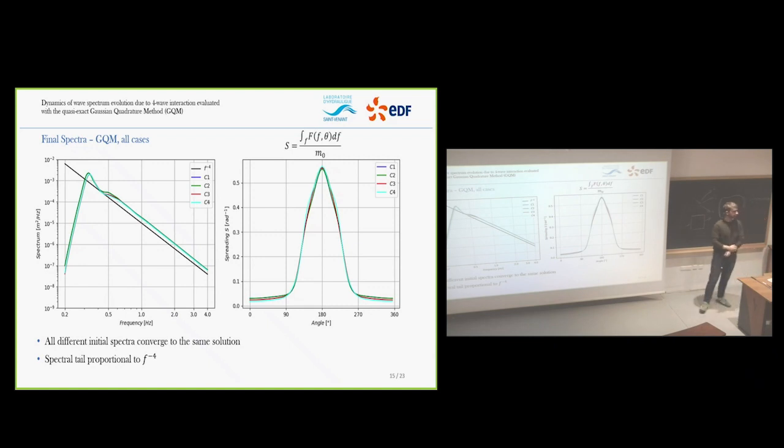What we could have guessed by also looking at the sea-state parameters is that, at least for the simulations run with GQM, for all the different initial cases, the final spectra at the end of the simulation were very similar to each other, meaning that the solutions converged towards the same final spectra. And this is what is shown here. Here we have the spectrum for the four different cases integrated in azimuth and frequencies. In particular, we can highlight the tail of the spectra that is proportional to the frequency to the power of -4, as predicted by the theory also.